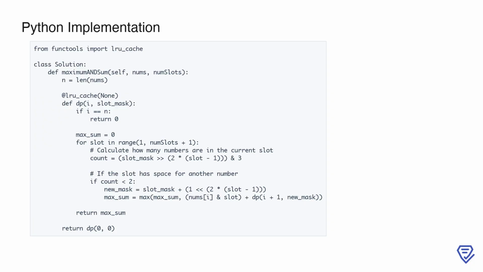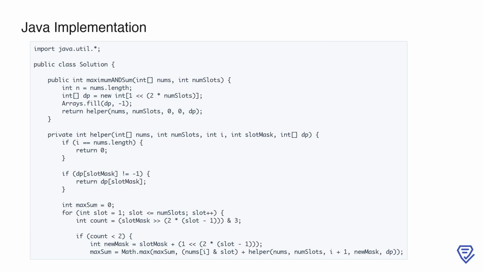The bitwise AND of nums[i] and the slot index is added to the result. Finally, the function returns the maximum sum obtained by considering all valid slot assignments. The bit mask-based approach ensures that the algorithm is efficient, with a manageable state space given the constraints of the problem. This implementation is complete, handles all edge cases, and adheres to the problem's requirements.